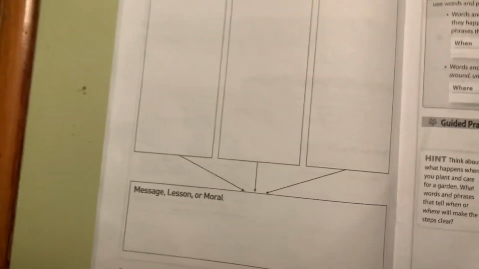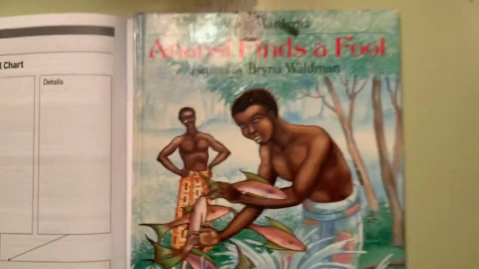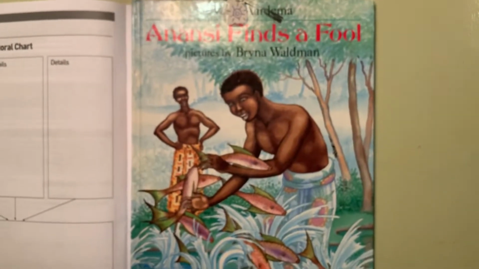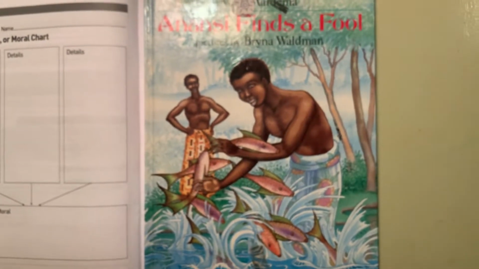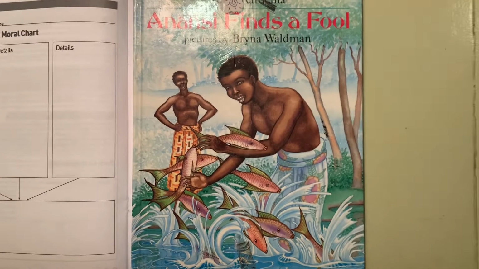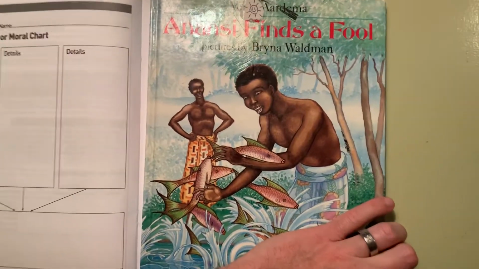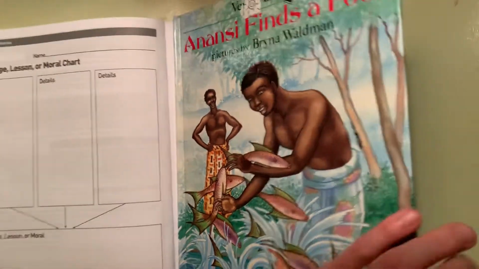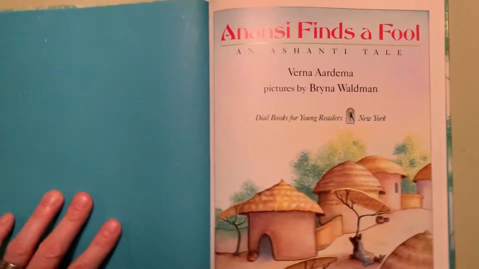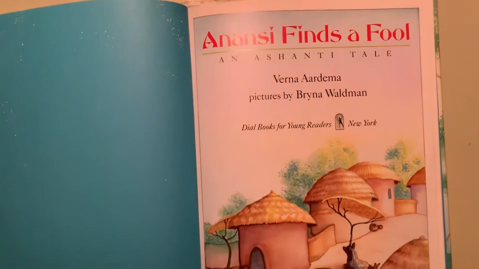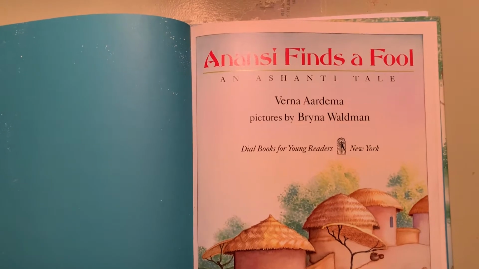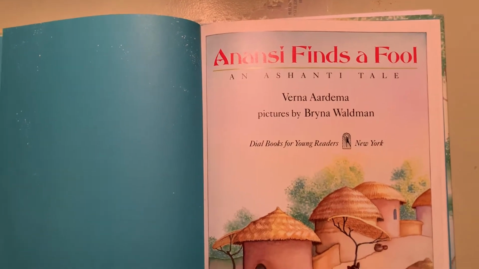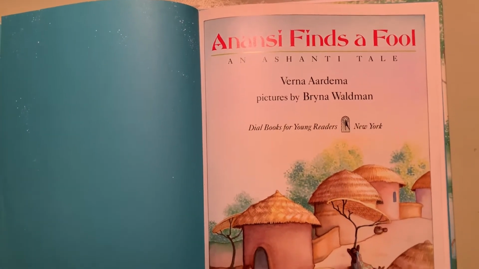So the book that I'm going to read is called Anansi Finds a Fool. And it is an African trickster tale. You've probably heard several of these Anansi stories. And if you haven't, I suggest you check them out. They're very, very interesting. Anansi Finds a Fool, an Ashanti Tale by Verna Aardema, and pictures by Bryna Waldman.